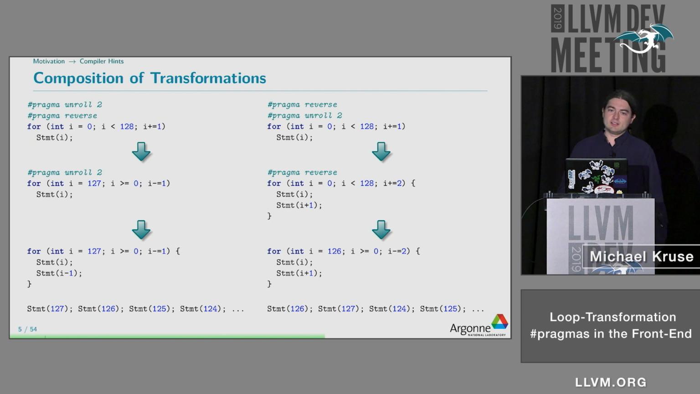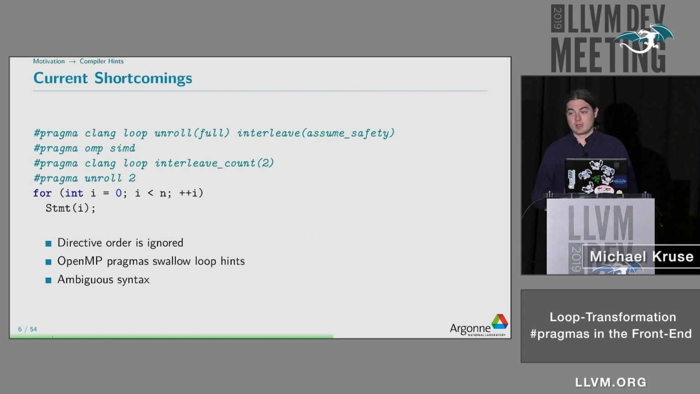What's often overlooked here is that if you do multiple transformations, the order actually matters. So if you do an unroll and a loop reversal, depending on which order you apply them, you get different results. In this case, they look not that much different, but if you're really into optimization, you want one and only one output, and not give the compiler a choice in which order to apply the transformations.